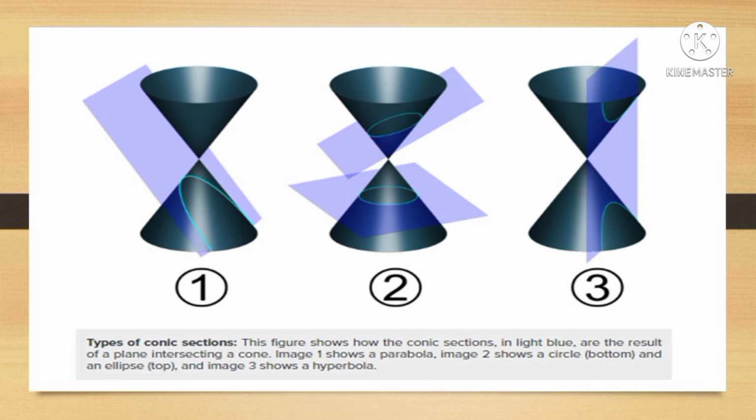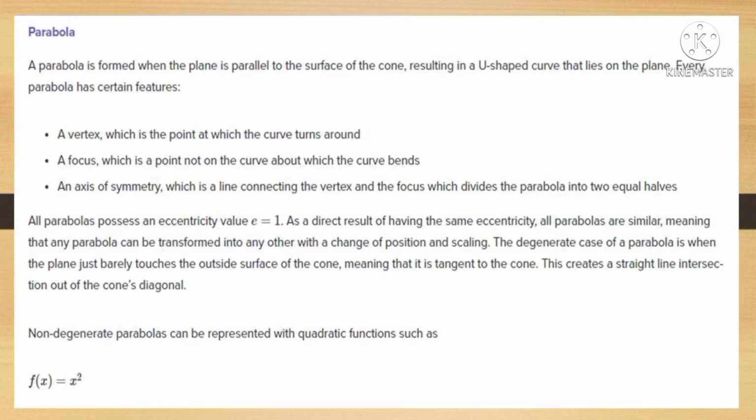Types of conic sections. This figure shows how the conic sections in light blue are the result of a plane intersecting a cone. Image 1 shows a parabola. Image 2 shows a circle on the bottom and an ellipse on top, while image 3 shows a hyperbola. A parabola is formed when the plane is parallel to the surface of the cone, resulting in a U-shaped curve that lies on the plane.